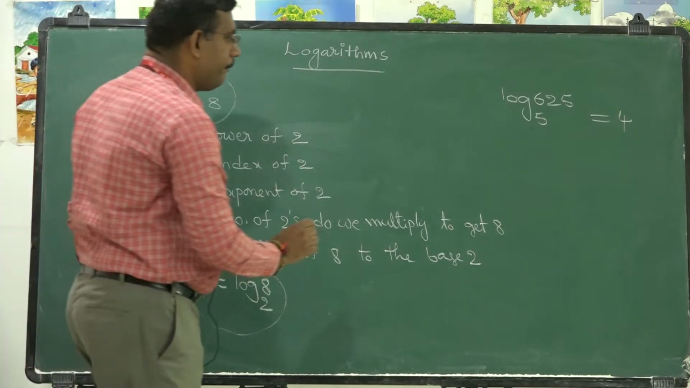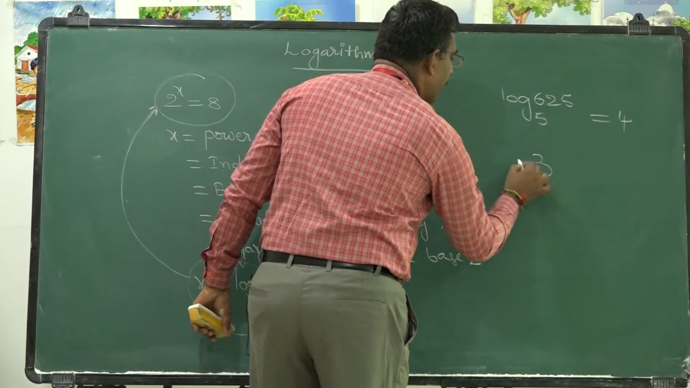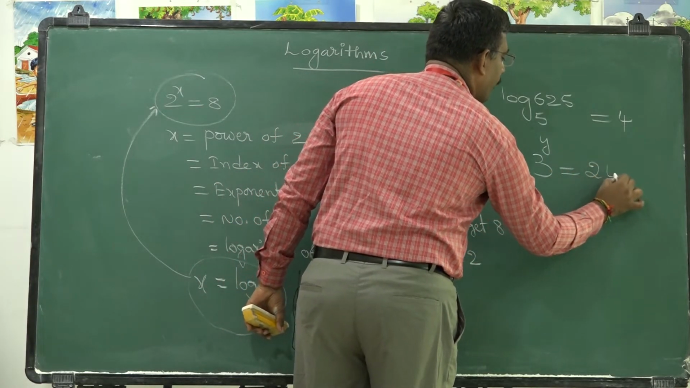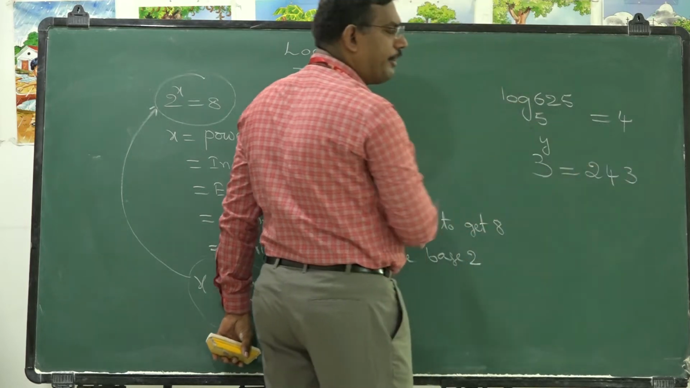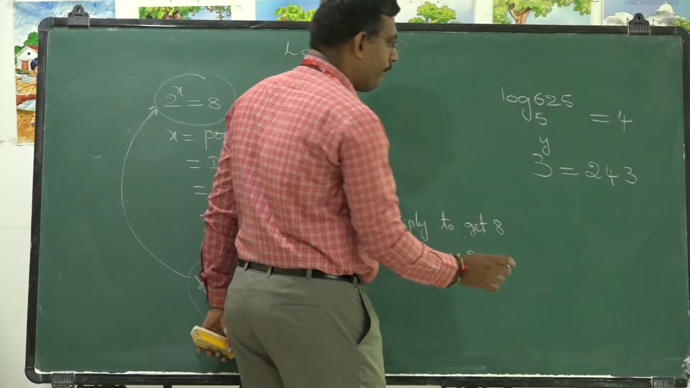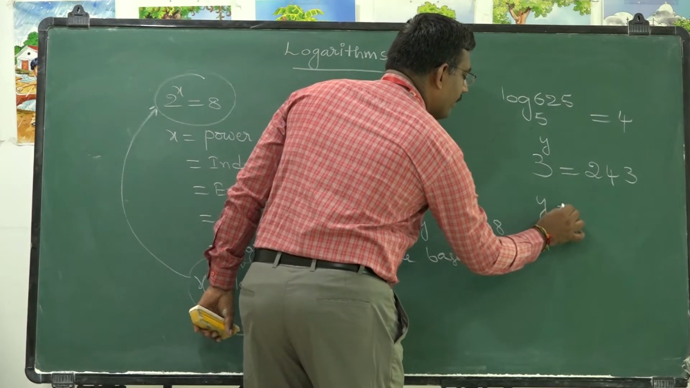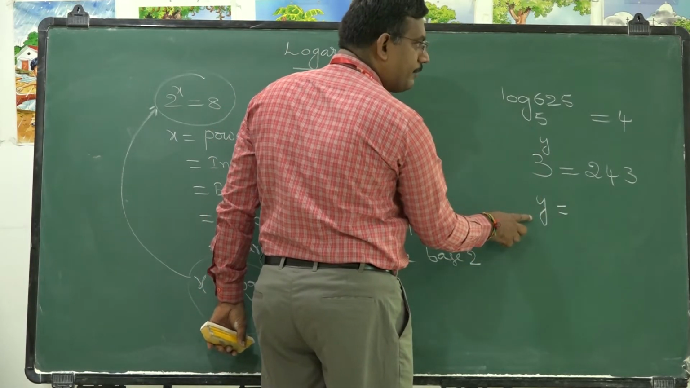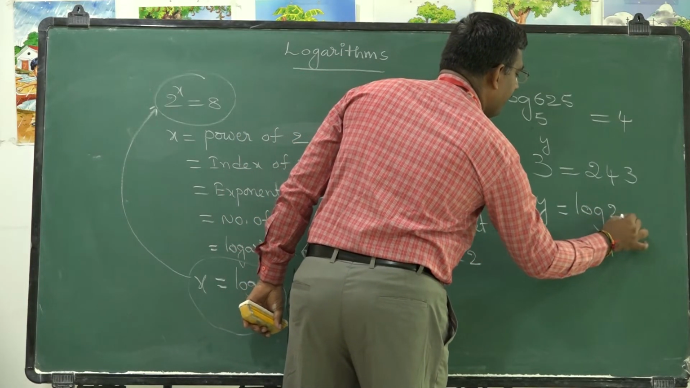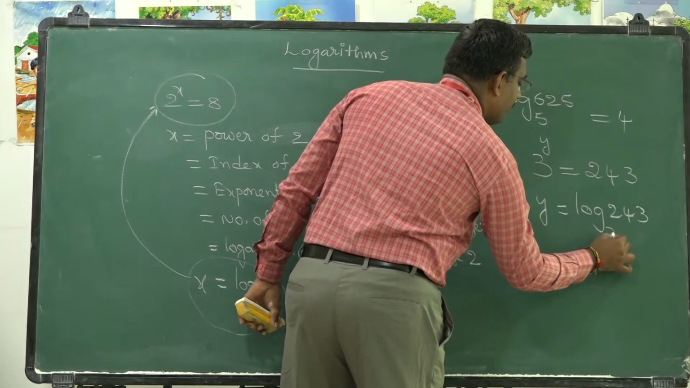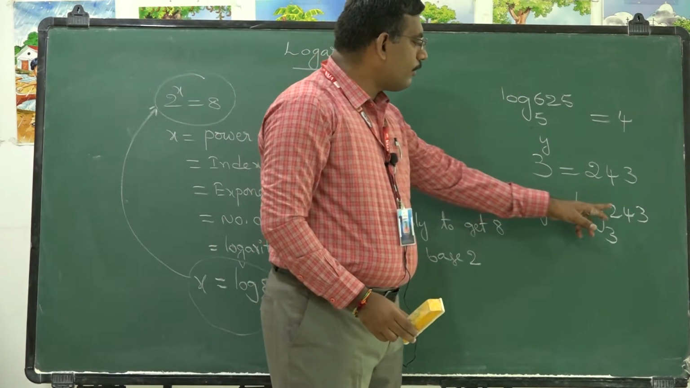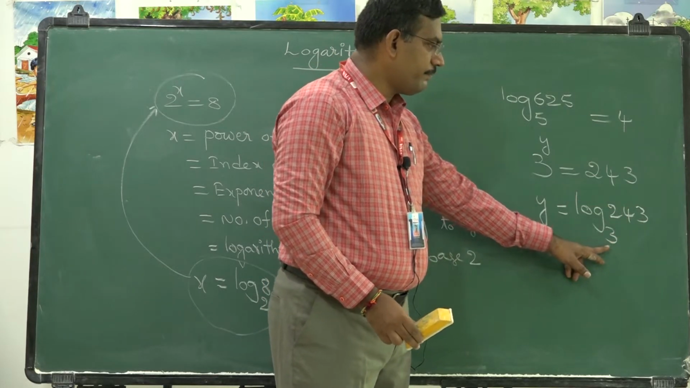For example, 3 power y is equal to 243. This is the exponent form. Now we convert this exponent form into logarithmic form. Now we write the exponent as subject. Y is called logarithm of 243 to the base 3. Y is equal to logarithm of 243 base 3.